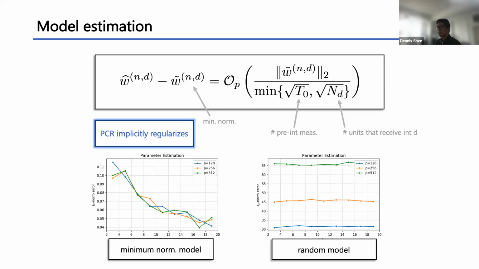Below, we're going to consider a simulation analyzing the parameter estimation of PCR with respect to the minimum norm solution to the left and a random solution to the right across varying data sizes. And as we see, the parameter estimation error with respect to the minimum norm solution decays as the sample size increases, but remains stagnant with respect to a random solution. And so this highlights that PCR performs implicit regularization by recovering this minimum norm solution amongst all feasible solutions.